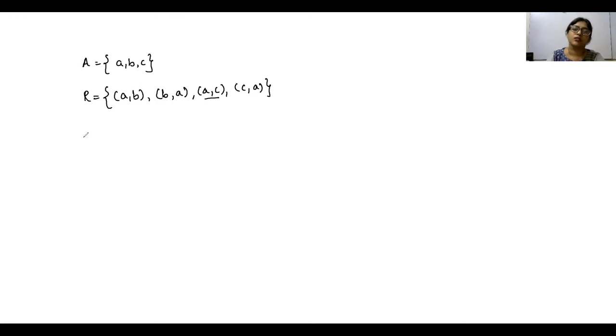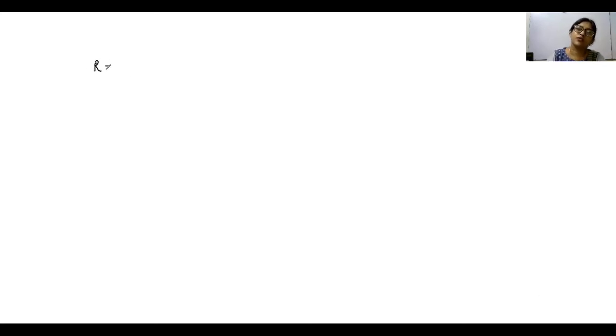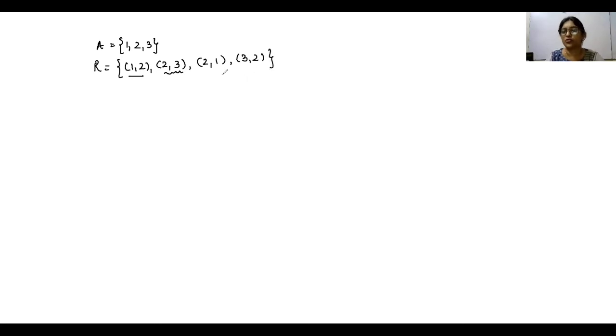So every element which is present in R should have a reverse element along with it, then it becomes symmetric. So in general, we write that a symmetric relation is one where if (a, b) belongs to R, then (b, a) belongs to R. So in case we have a relation R defined on a set A = {1, 2, 3}, if I have (1, 2) and (2, 3) here, then in order to make it symmetric, we should write (2, 1), the reverse of this, and (3, 2), the reverse of the other one. So this is only symmetric.